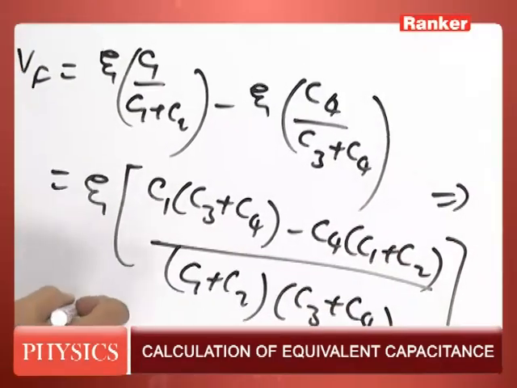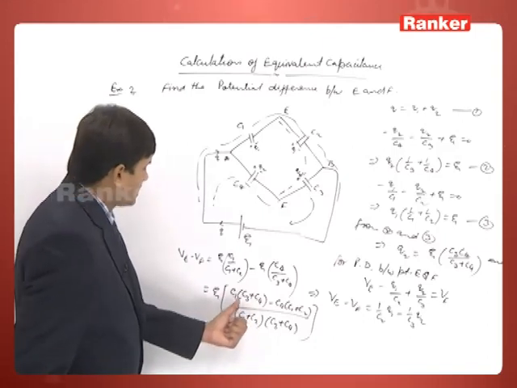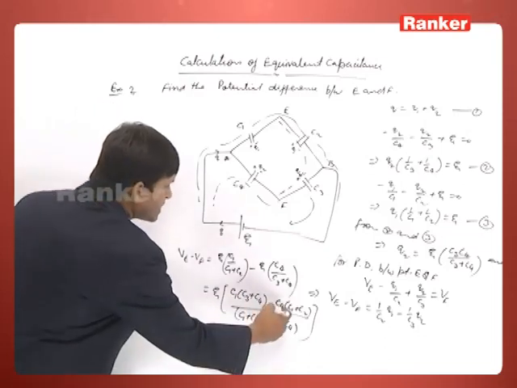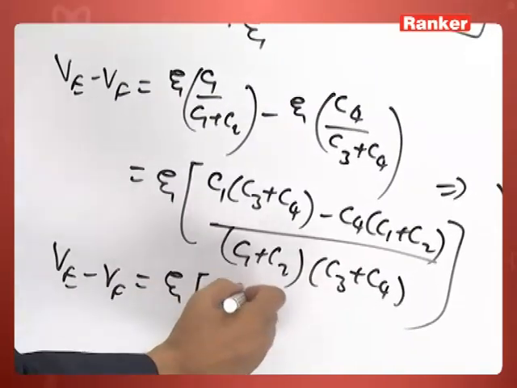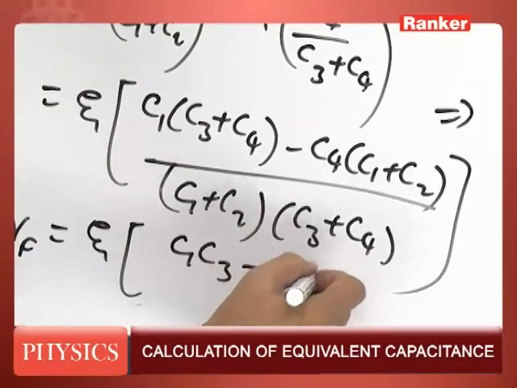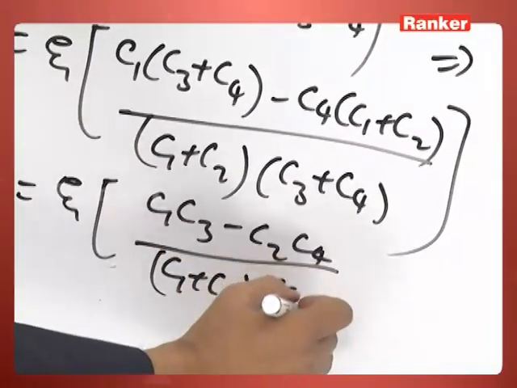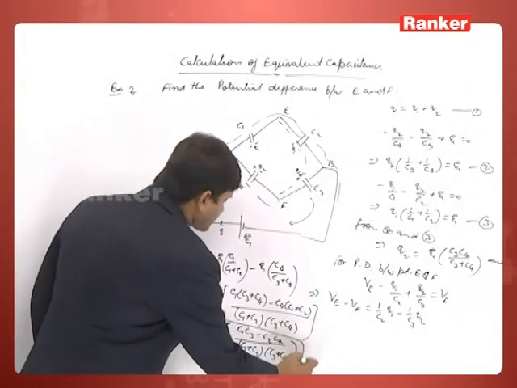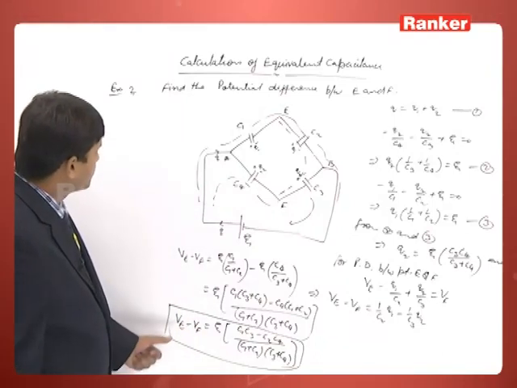Now, see the very important point also, VE minus VF. C1 C4, C1 C4 cancel, C1 C3 will be there, and here C2 C4. So, E times (C1 C3 minus C2 C4) by (C1 plus C2) and (C3 plus C4). So, this is the potential between E and F. Now, conclusion, very important point here.